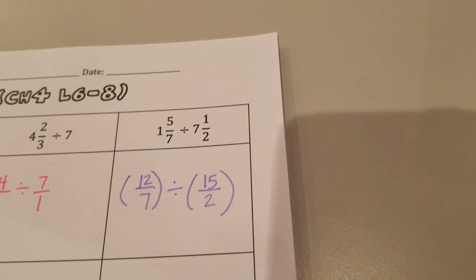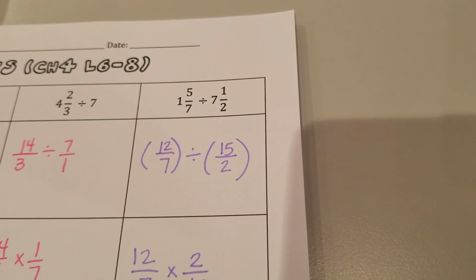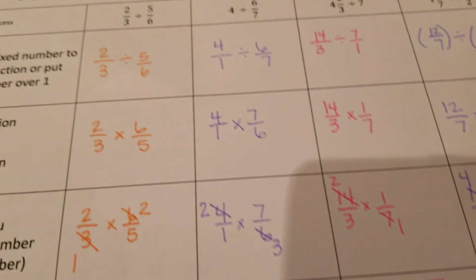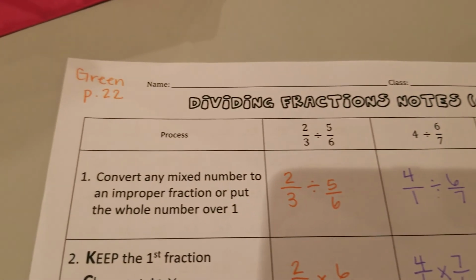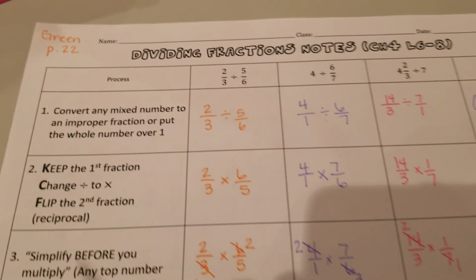Because if we're trying to see how many 7.5s go into 1 5/7, it can't be a whole one because there's not enough. After you finish this paper, again, it's green, and you should fold it in half and glue it on page 22 in your notebook.